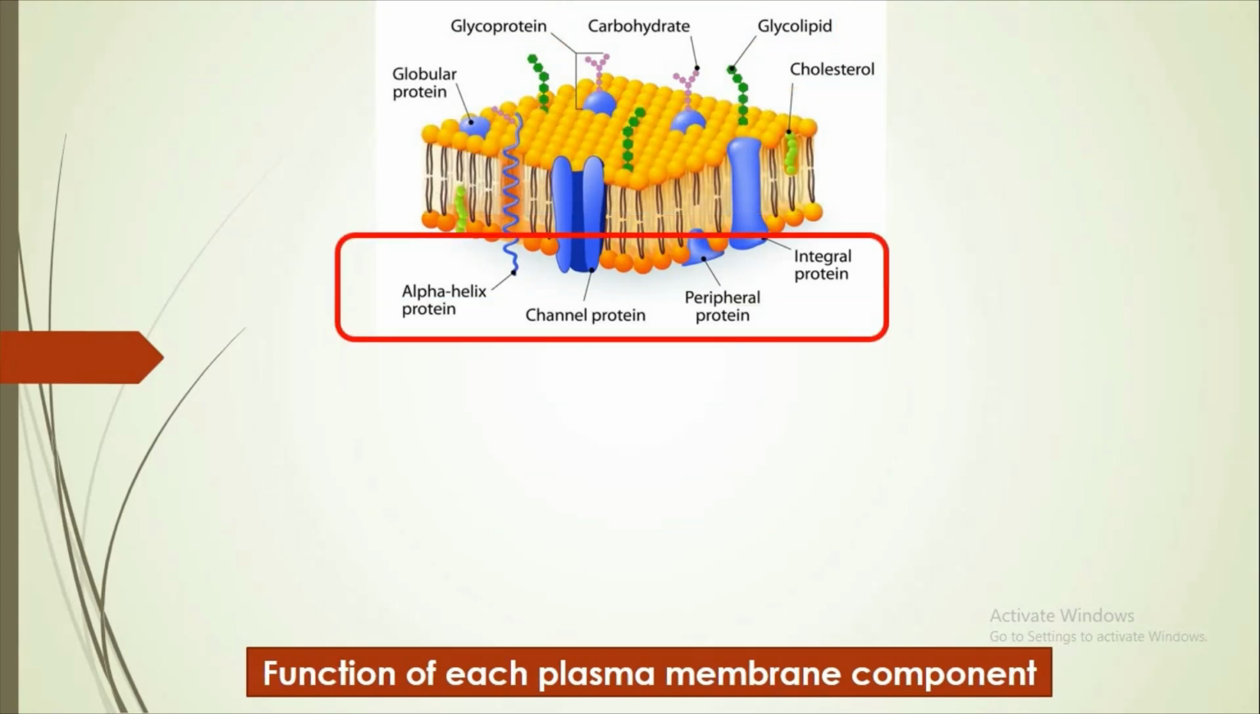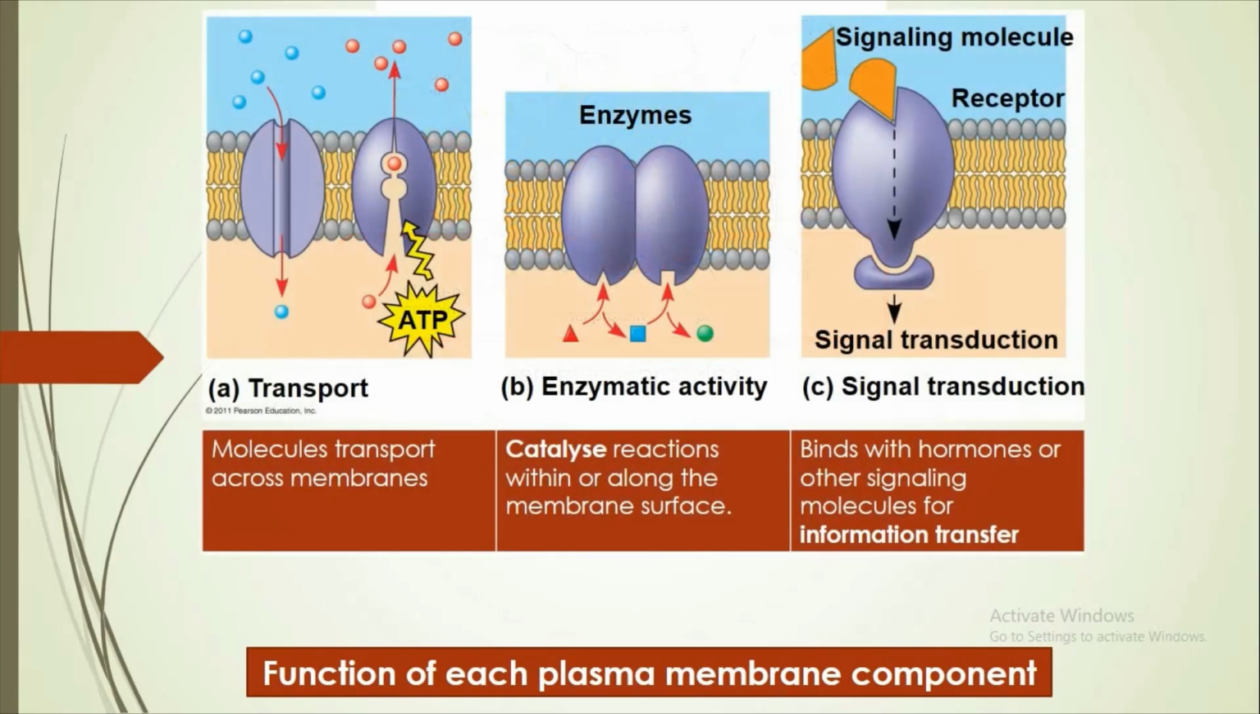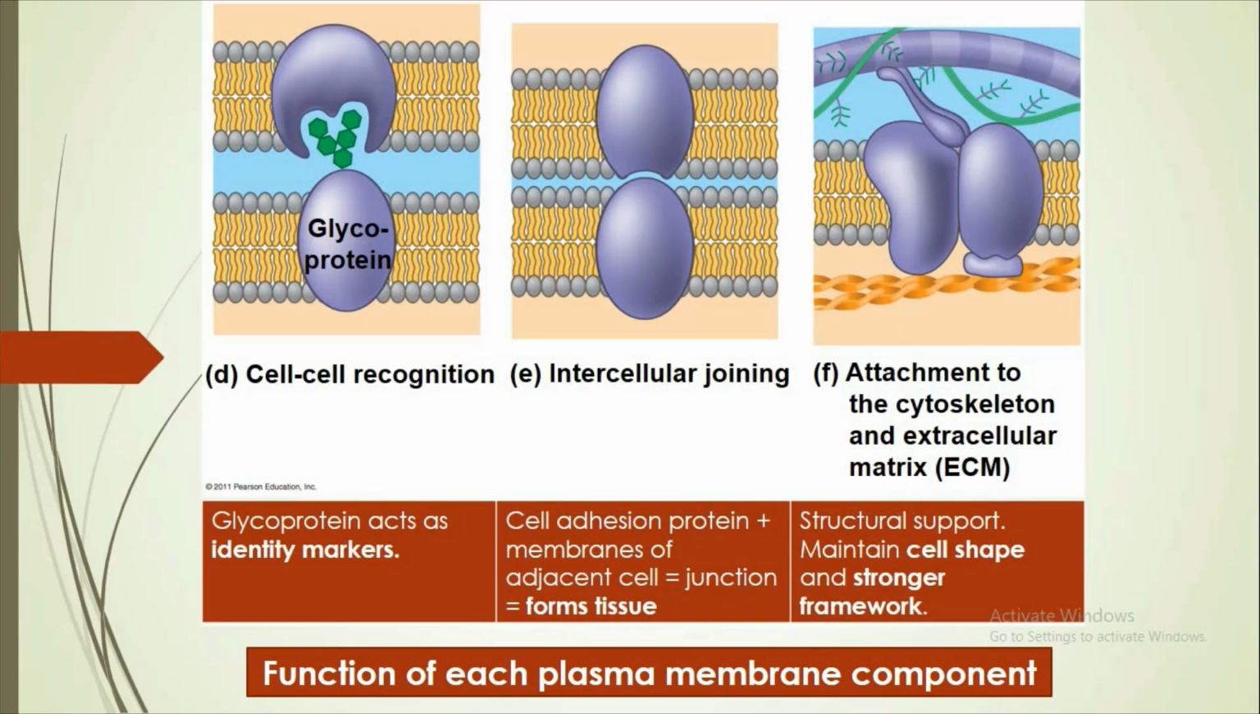Now we'll take a look at the function of the protein. Among all components, proteins carry out many functions for our cell membrane. First, they work as transport proteins. They also work as enzymes, where they catalyze reactions within or along the membrane surface. They also work for signal transduction, in which they bind with hormones or other signaling molecules for information transfer. Apart from that, they are also important for cell-cell recognition, intercellular joining, and attachment to the cytoskeleton and extracellular matrix.